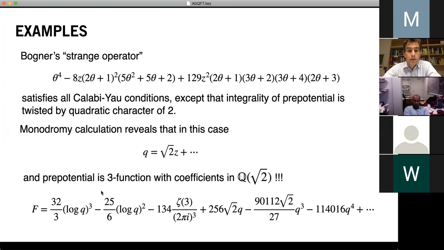Okay, so the canonical coordinates actually don't start like Z, but you have to add the square root of 2. And then the prepotential just has the square roots of 2 in them, so the coefficients are not rational numbers, but the tail is a Z function with coefficients in Q adjoint square root of 2. And you can calculate again all the other constants as well.